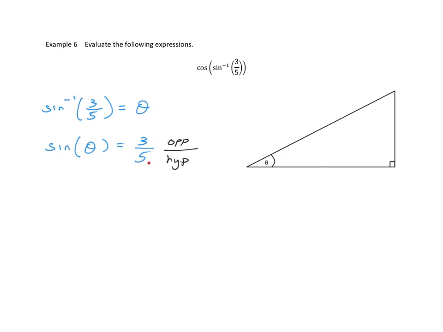Well, I have a fraction for sine. The top is 3, the bottom is 5. I can label these things on the right triangle. The opposite is 3, and the hypotenuse is 5. So let's label that. This is 3, and that is 5. Okay, great. So if you want to know cosine of sine inverse of 3/5, you're really asking, well, what is cosine of theta, where theta is this angle here? And we define cosine of an angle to be the adjacent over the hypotenuse.